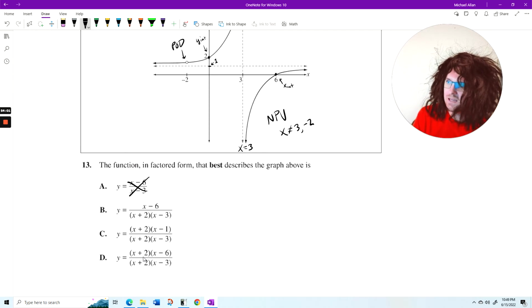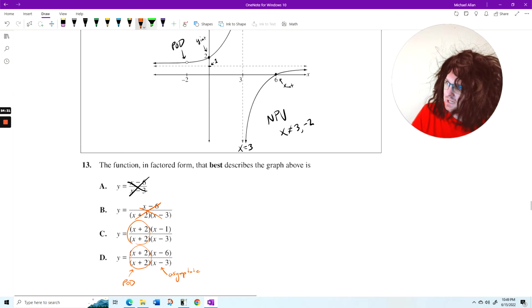That's good. Now, to be a POD, there has to be a factor on the top and a factor on the bottom that are going to cancel each other out. So like these two here are going to cause the POD because they cancel out, right? And the one that doesn't cancel out causes the asymptote. Okay? So I'm going to cross this one off because there's nothing to cross off here for the POD.